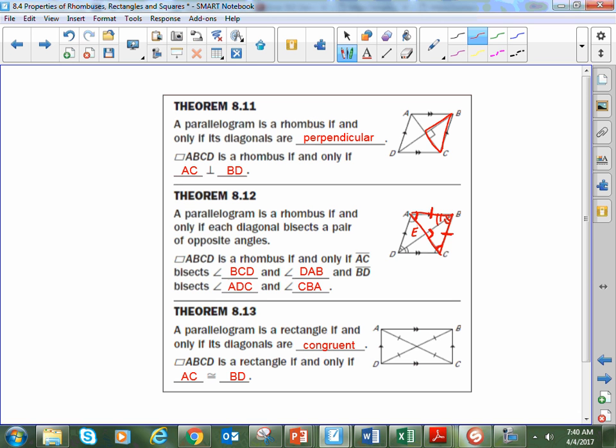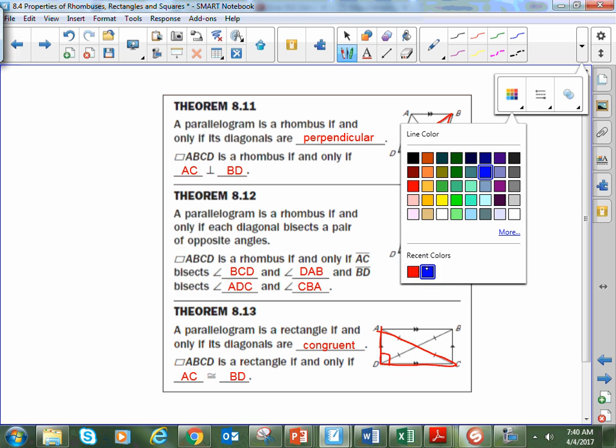And last but not least, here we're talking about a rectangle. The diagonals of a rectangle, this is going to be the first polygon that we're looking at, the first quadrilateral, where not only do the diagonals bisect each other, but the diagonals themselves will be congruent to each other. And again, just keep in mind, because it has four right angles in it, we could be looking at some congruent triangles.